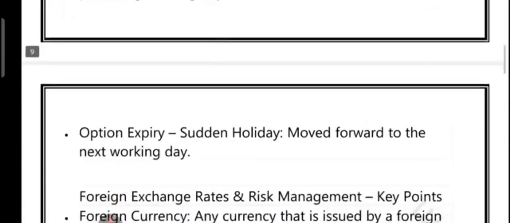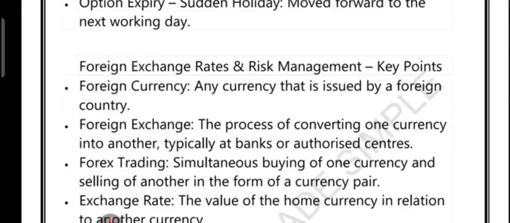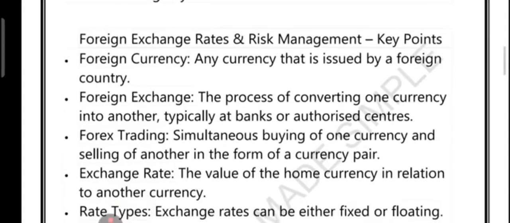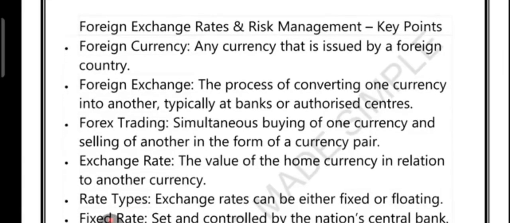Now let's look at foreign exchange rate and risk management. Foreign currency is simply money from another country, like dollar, British pound, Japanese yen. That is foreign currency.